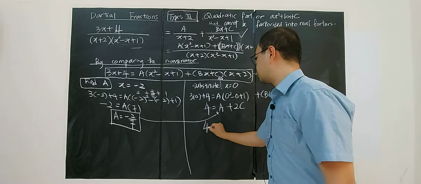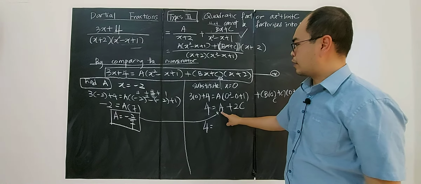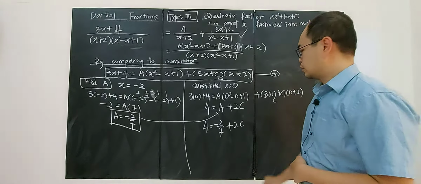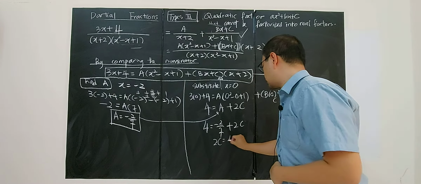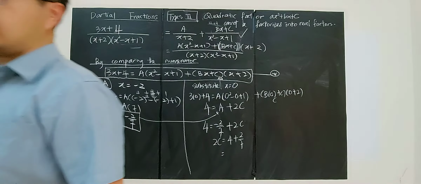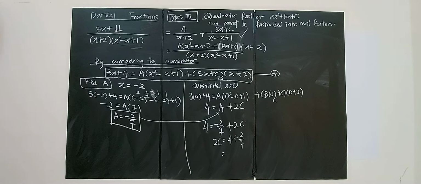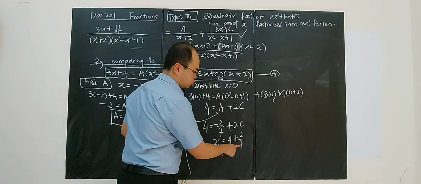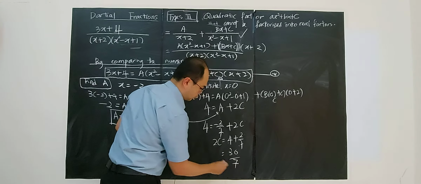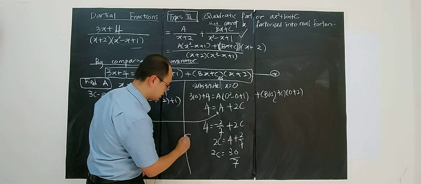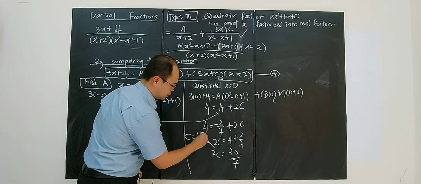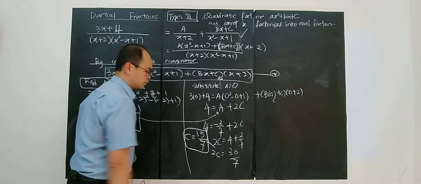So 4 equals negative 2 over 7 plus 2c. So then you know that 2c is 4 plus 2 over 7, right? So you calculate: 4 times 7 is 28, 28 plus 2, 30 over 7. So 2c is 30 over 7, so c equals 30 divided by 2, we have 15 over 7. You have your c, right?